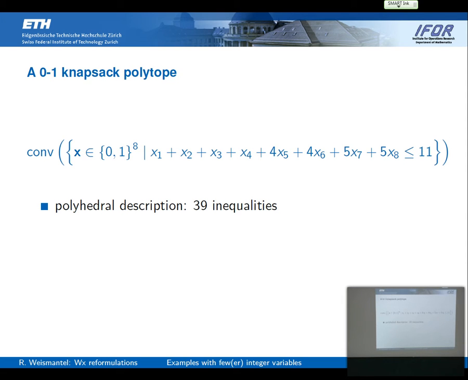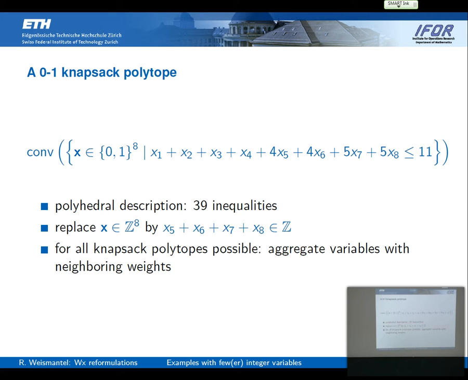So now, let me show you what is going on here. I started by taking this very naive little knapsack problem in 0-1 variables. It fits on the slide. x1 to x4, and then 4x5, 4x6, 5x7, 5x8 less or equal to 11. It turns out that if you compute the convex hull, you will need 39 inequalities to describe it.